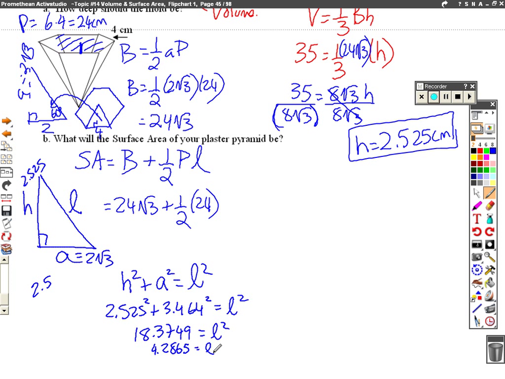Go ahead, plug that all the way in back up here. 4.2865. And now I'm going to use my calculator to get the whole surface area. 24 root 3, close my parentheses, plus 1 divided by 2 times 24 times 4.2865. That whole number comes out to be 93.007. And this is centimeters. And since it's an area, that means it is squared.